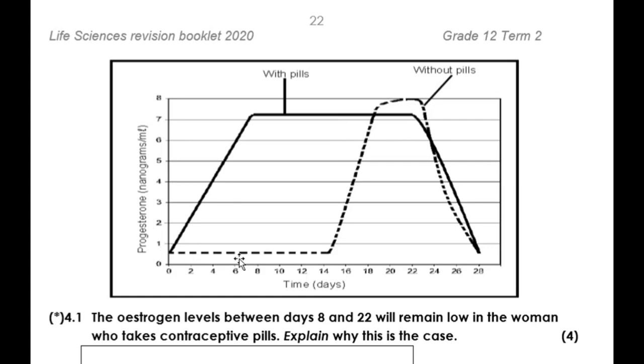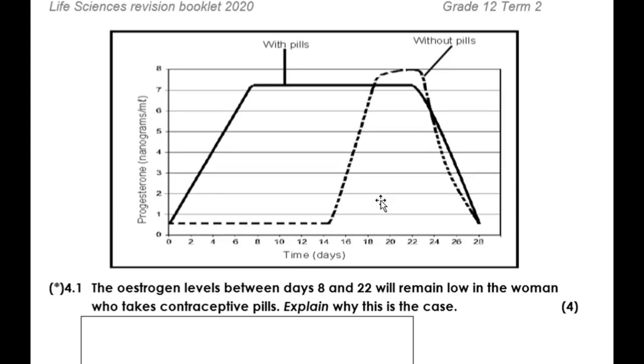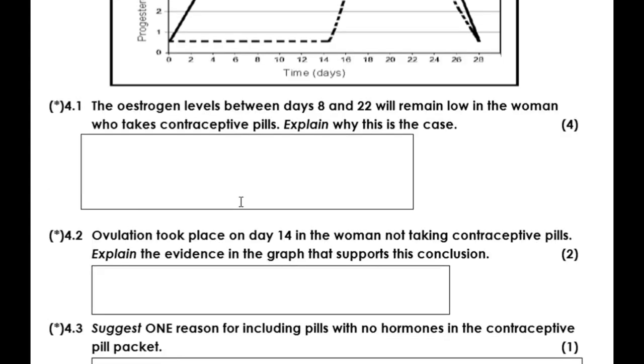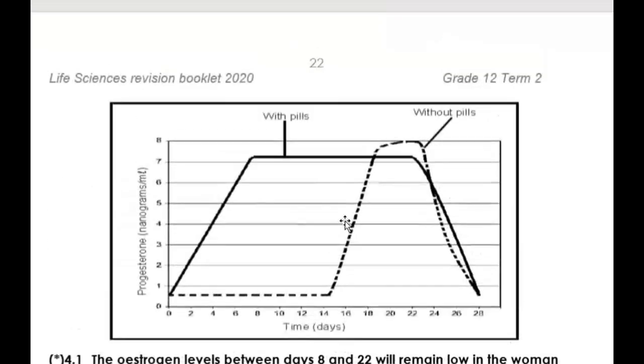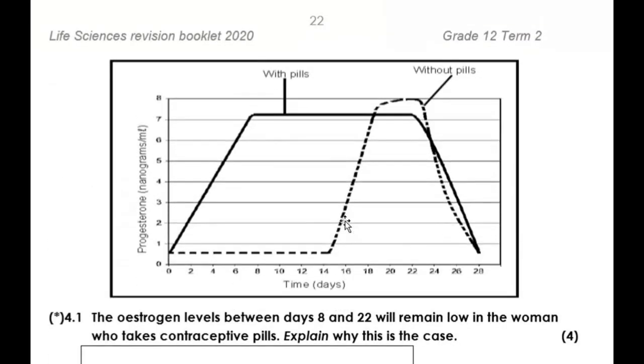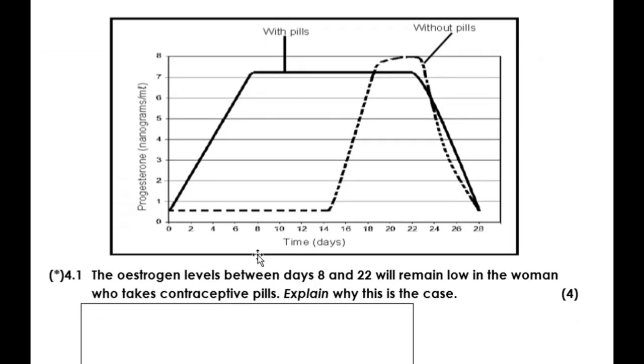And then the dotted line is the person that is not on a contraceptive, and it shows you the progesterone levels as well. Okay. Now it says there's a few questions here, and I chose this because this is what we call higher order questions where you have to think harder, and I want to show you how you approach it. So 4.1 says the estrogen levels between day 8 and day 22 will remain low in the woman who takes a contraceptive pill.